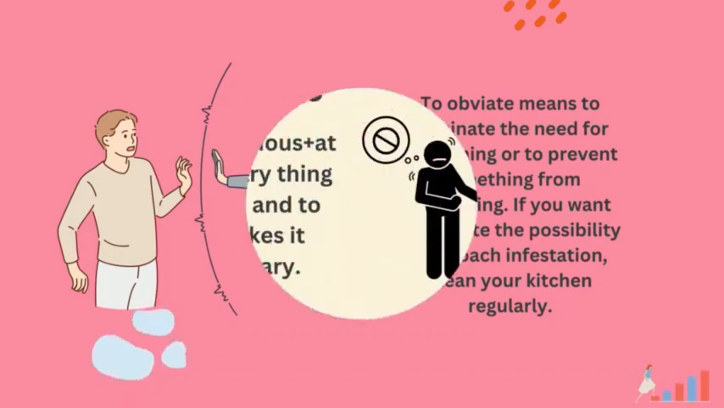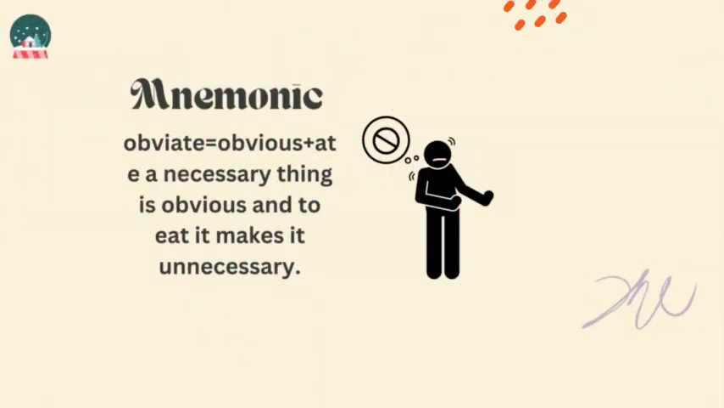Memory aid to help you memorize this. Obviate equals obvious plus ate. A necessary thing is obvious, and to eat it makes it unnecessary.